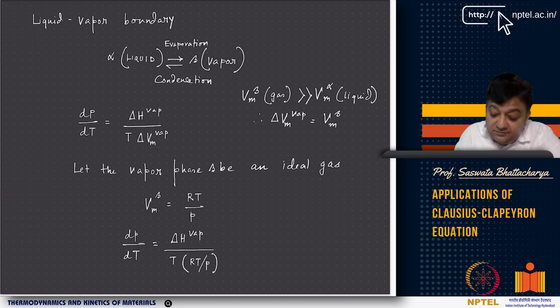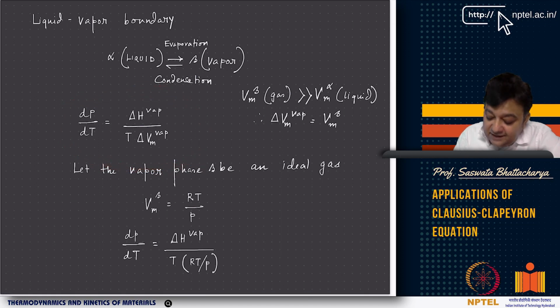You can then find out which are the important quantities. Now think of the liquid-vapor boundary. Alpha is liquid and beta is vapor, and the process we are talking about is evaporation. Liquid to vapor is evaporation or boiling, and vapor to liquid is condensation, right? And again you have this equation.